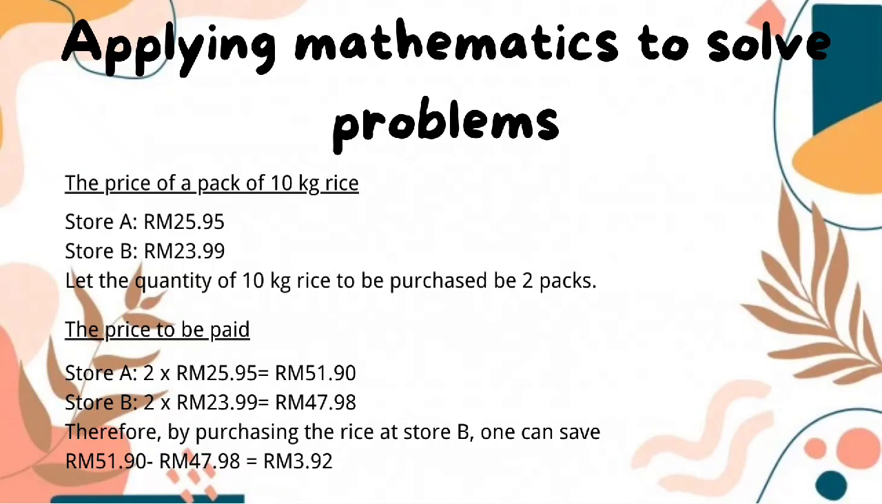The price to be paid. Store A, 2 times 25 ringgit 95 cents equals 51 ringgit 90 cents. Store B, 2 times 23 ringgit 99 cents equals 47 ringgit 98 cents. Therefore, by purchasing the rice at store B, one can save 51 ringgit 90 cents minus 47 ringgit 98 cents, equal to 3 ringgit 92 cents, which is capital letter S.